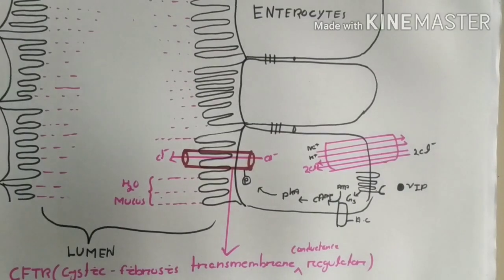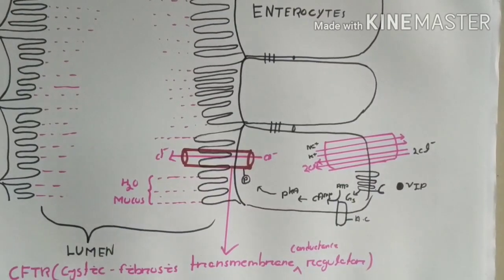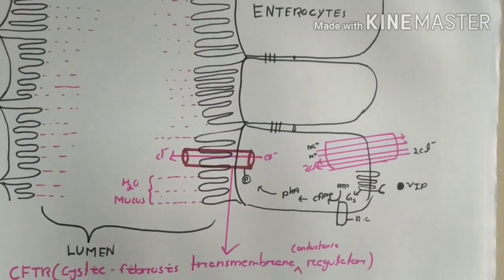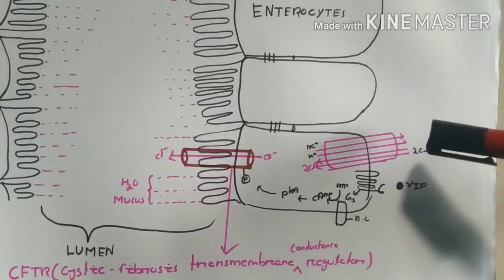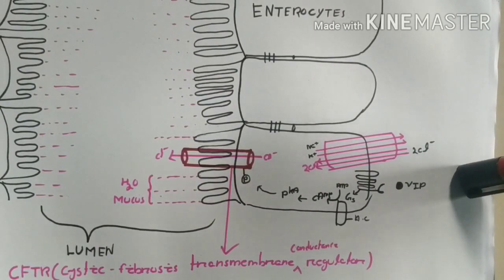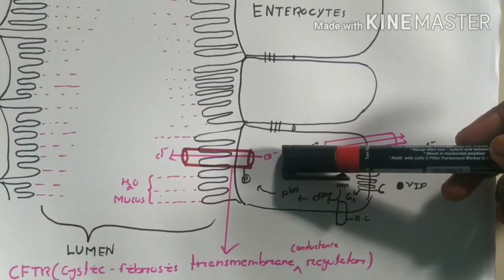Hey guys, in this video tutorial we'll be learning about CFTR. So CFTR is abbreviated as cystic fibrosis transmembrane conductance regulator. Basically it is a protein which acts as a chloride transporter.